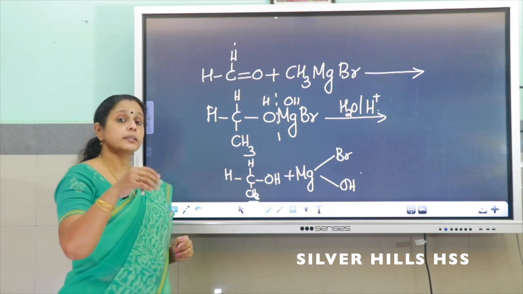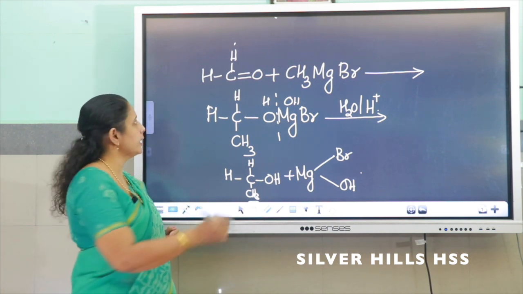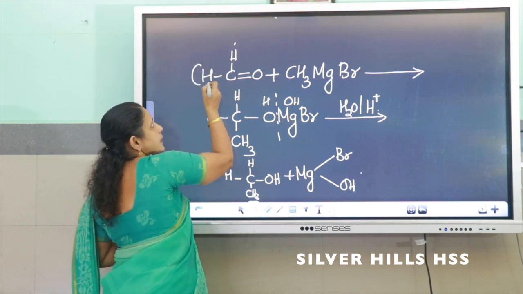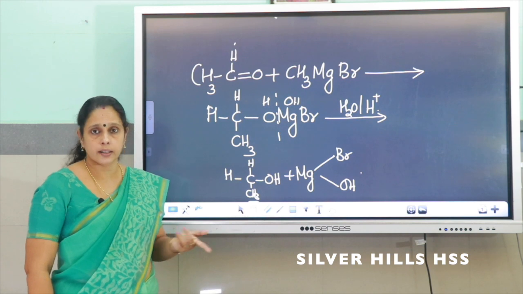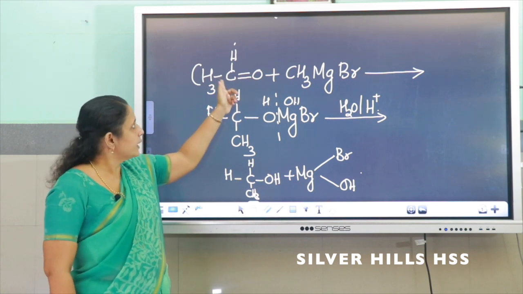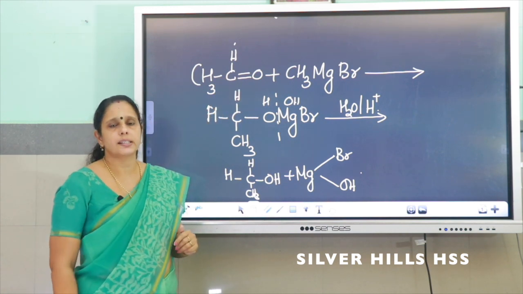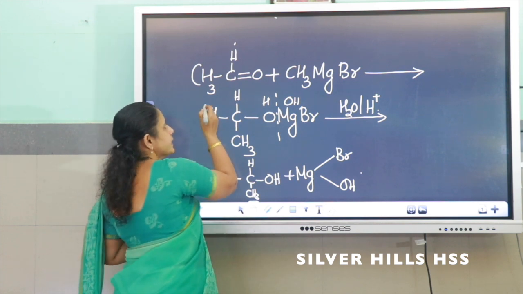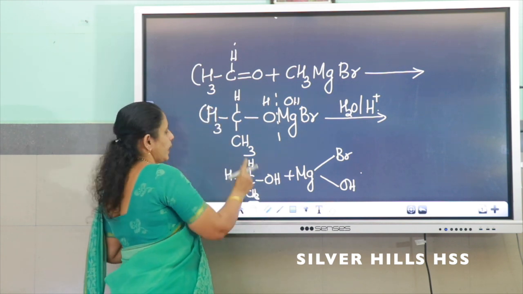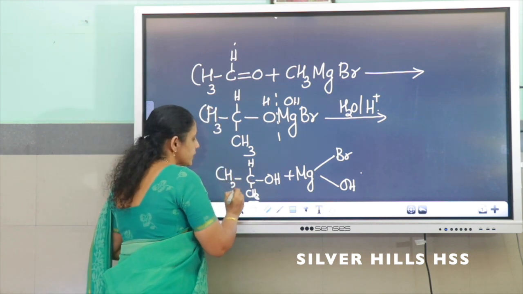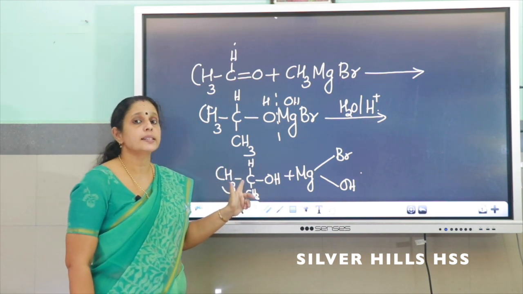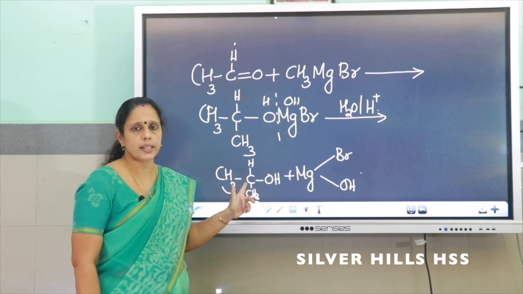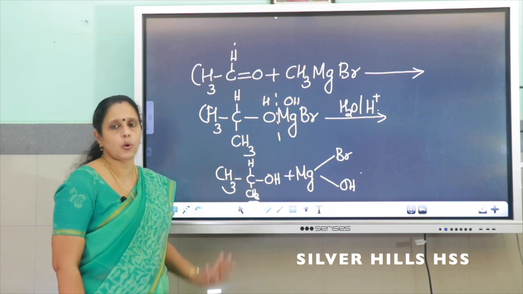Then other aldehydes. Other aldehydes means, for example, CH3CHO, ethanal, is another aldehyde. When we take CH3CHO, what is the change here? This H is changed to CH3 and this H is changed to CH3. Then what is the answer? We obtain a secondary alcohol, (CH3)2CHOH.